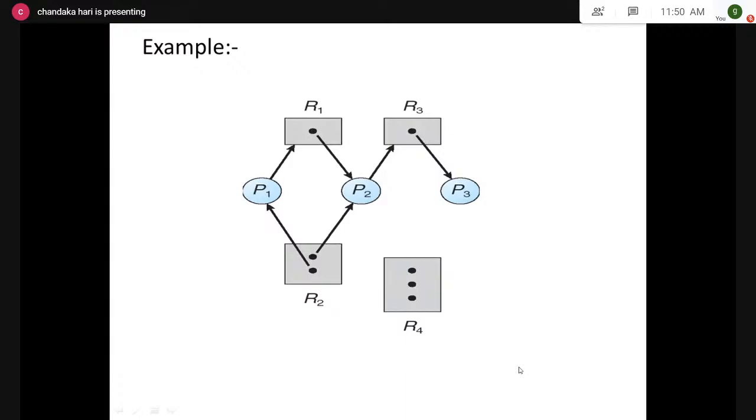That resource is given to P2. Then P2 is successfully completed. It releases these two resources and this resource is granted to P1. P1 is continued. There is no deadlock situation in this. This is how you need to observe it. Or otherwise, simply, is there any cycle in this graph?